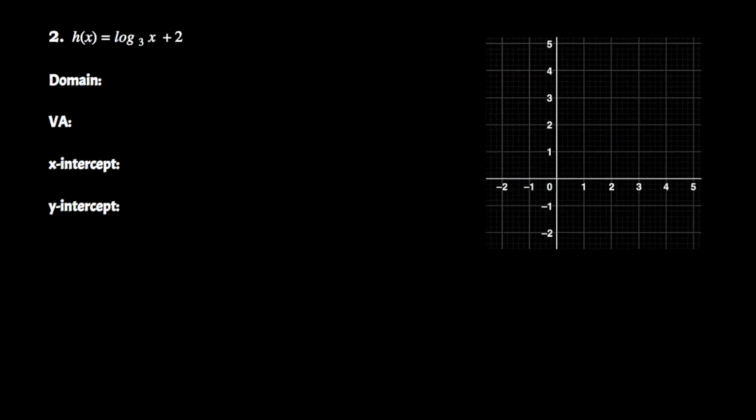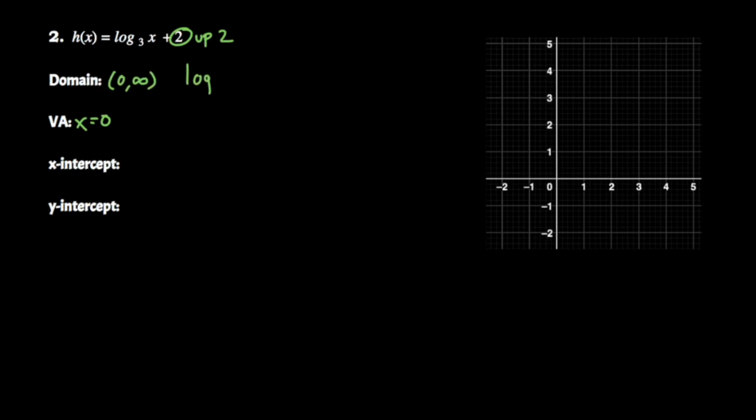The next example is very similar, but the +2 is on the outside now. And that's just going to shift the whole graph up 2. But since it hasn't been moved left or right at all, the vertical asymptote is going to be x equals 0, and the domain is all the x values that are greater than 0.